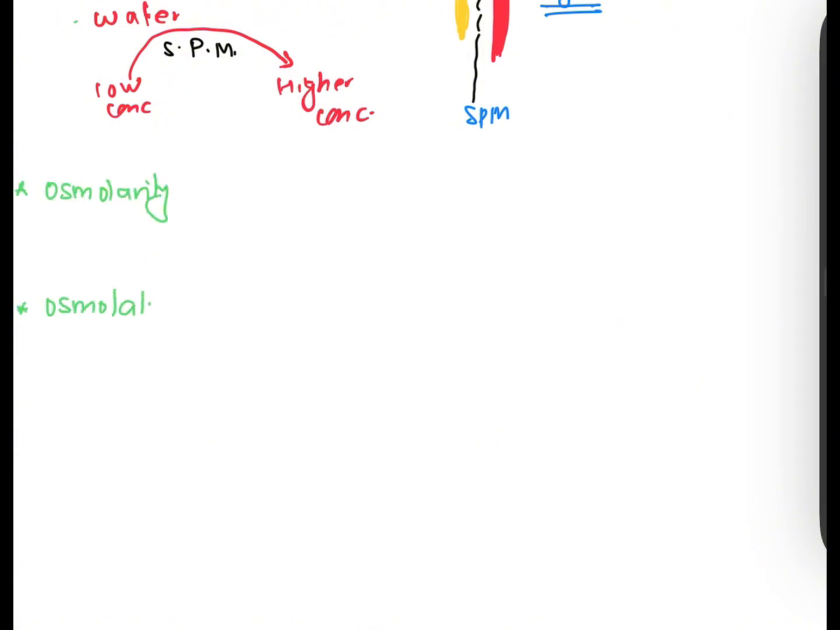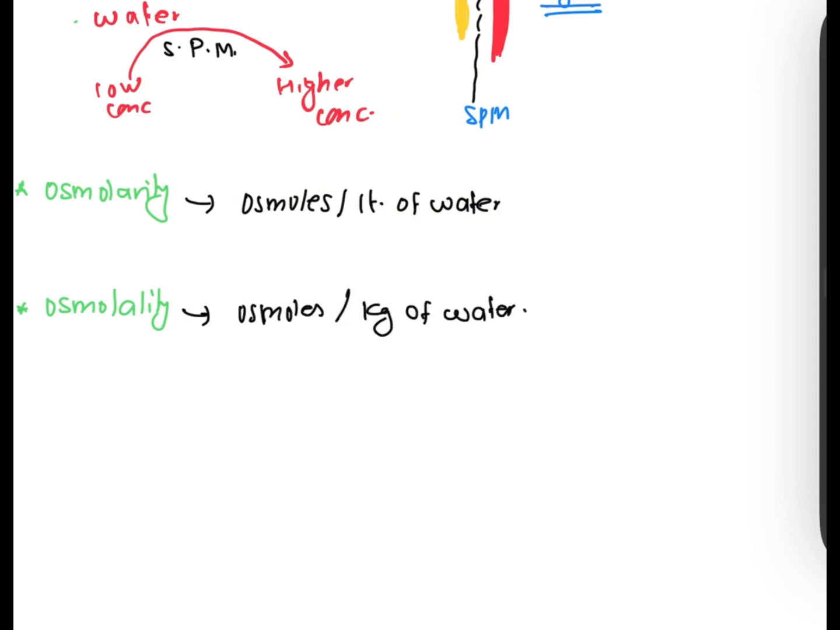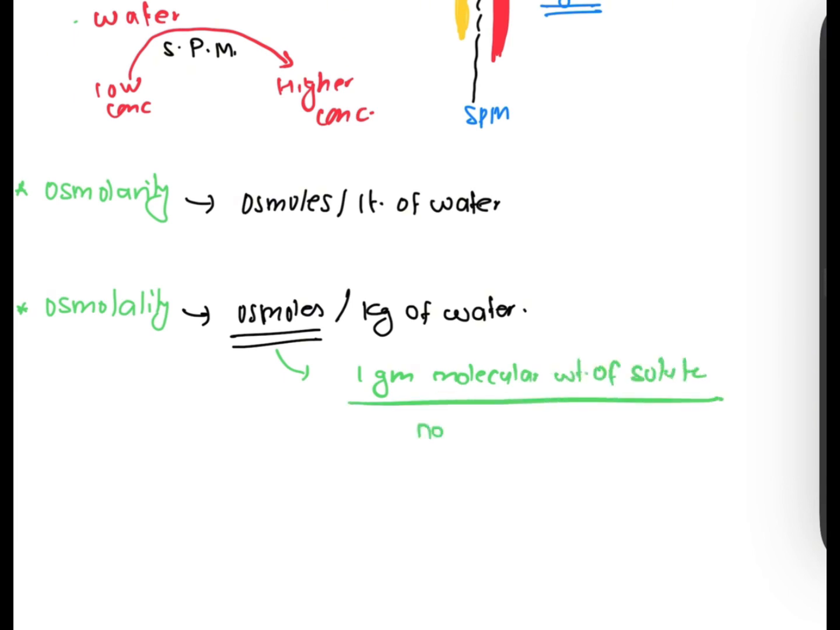And there are two terms, osmolarity and osmolality. Osmolarity is the osmoles per liter of water, and osmolality is osmoles expressed per kg of water. So what is an osmol? An osmol is defined as 1 gram molecular weight of any solute divided by the number of dissociated ions.